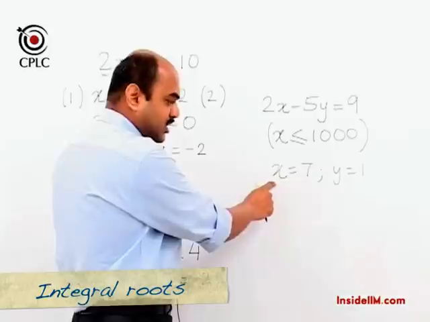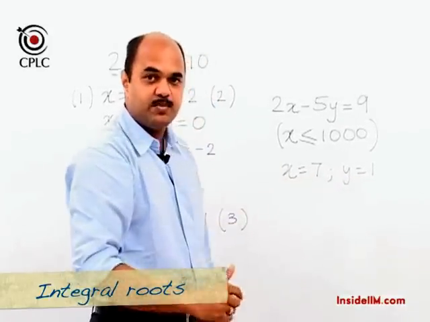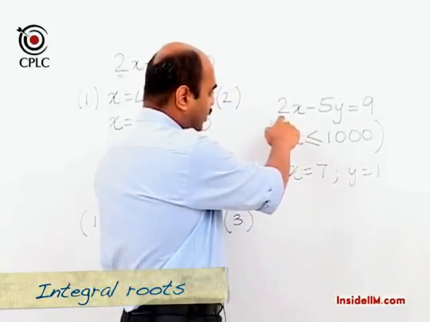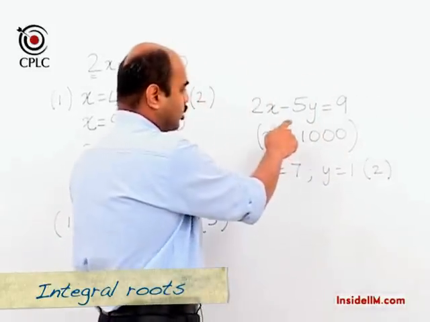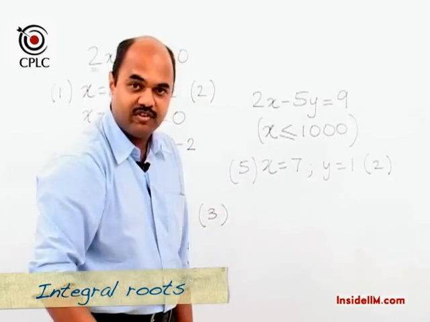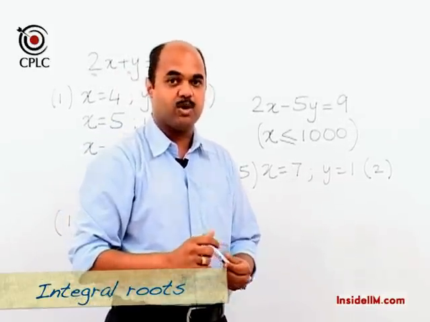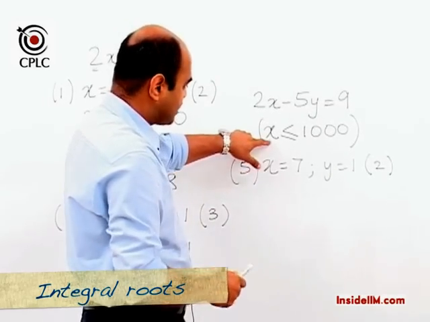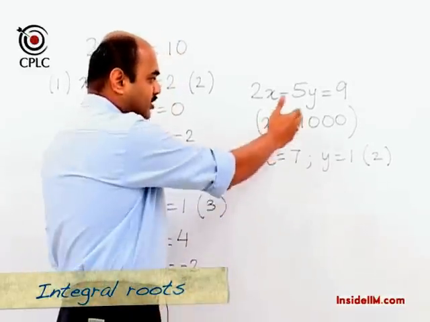We have our first integral solution as 7 and 1. And why is this the first? Because the question talks about positive integral solutions. Since the coefficient of x is 2, y would change in steps of 2. Since the coefficient of y is 5, x would change in steps of 5. Now the question is, how many such positive integral solutions exist? Which means there is a restriction placed on x.